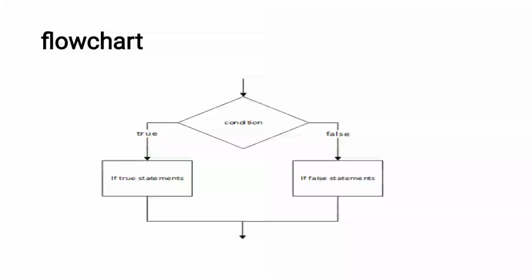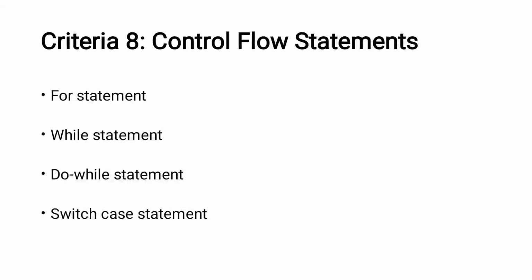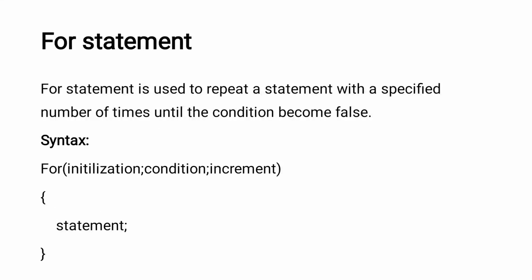For the condition, we have the left part for the true statement, otherwise it will take the right part, the else statement. So criteria number 8 is for control flow statements. Control flow statements are for statements, while statements, do while statements, and switch case statements. The for statement is used to repeat a statement a specified number of times until the condition becomes false. What is the general syntax? We have initialization, the condition, and finally the increment, and we have the statement.